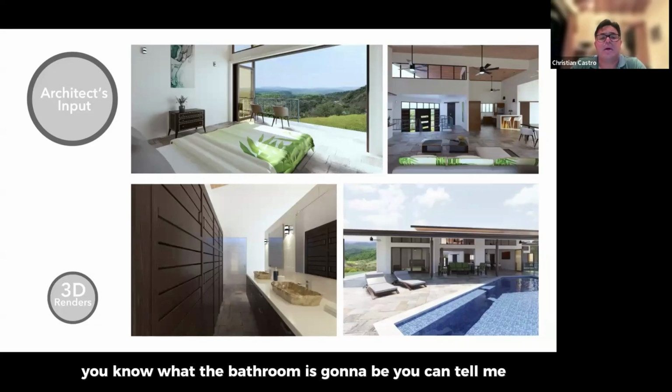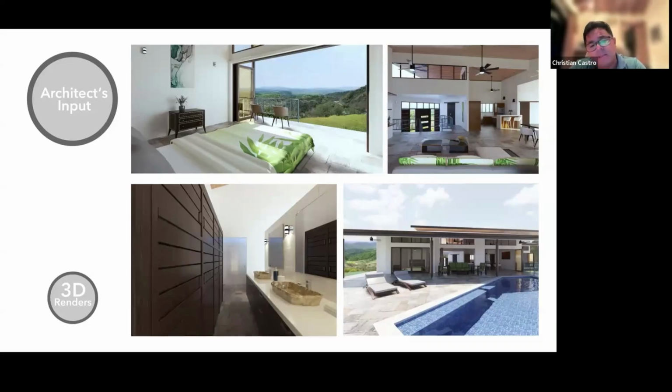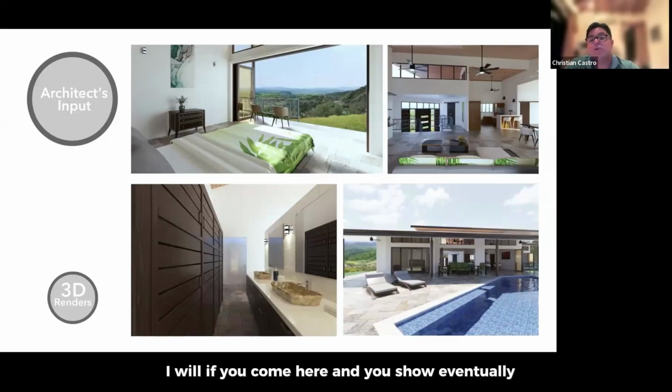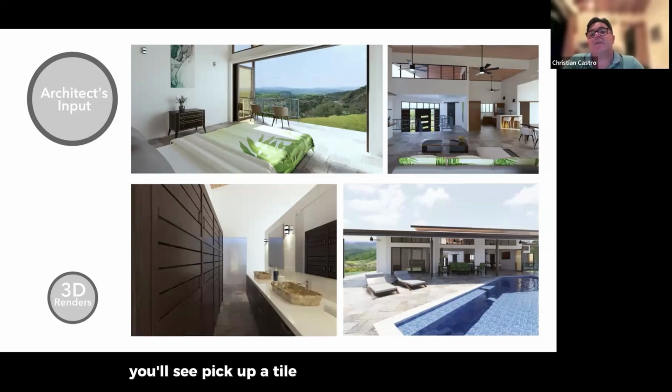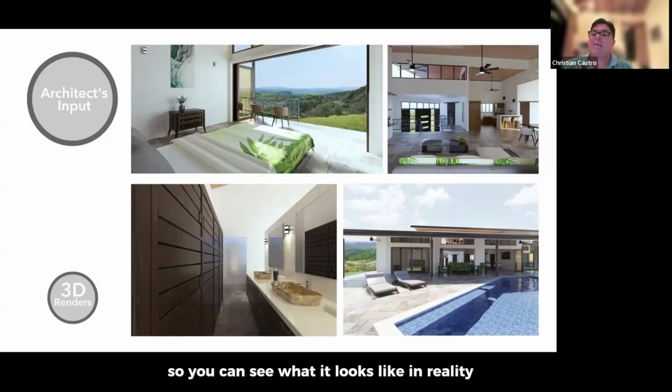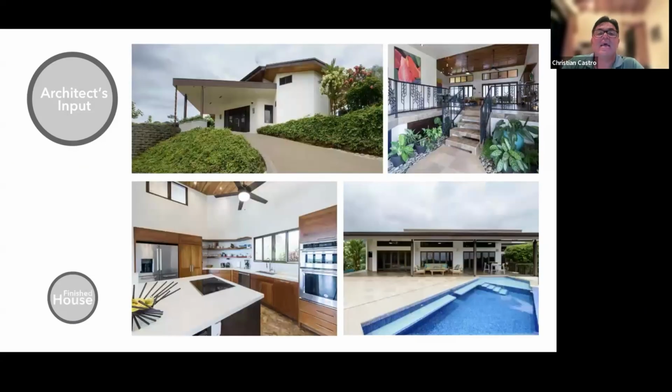You can tell me, Christian, we'd like the stain for the wood to be mahogany, so we load it in the software. If you come here halfway through the construction process, you can pick up a tile and we can load it in the software so you can see what it looks like in reality. It's all software, with the new technology nowadays. This is nothing. This is not Dubai's technology. This is Costa Rica's technology. It's very easy. And this is what the house looks like now that it's built.